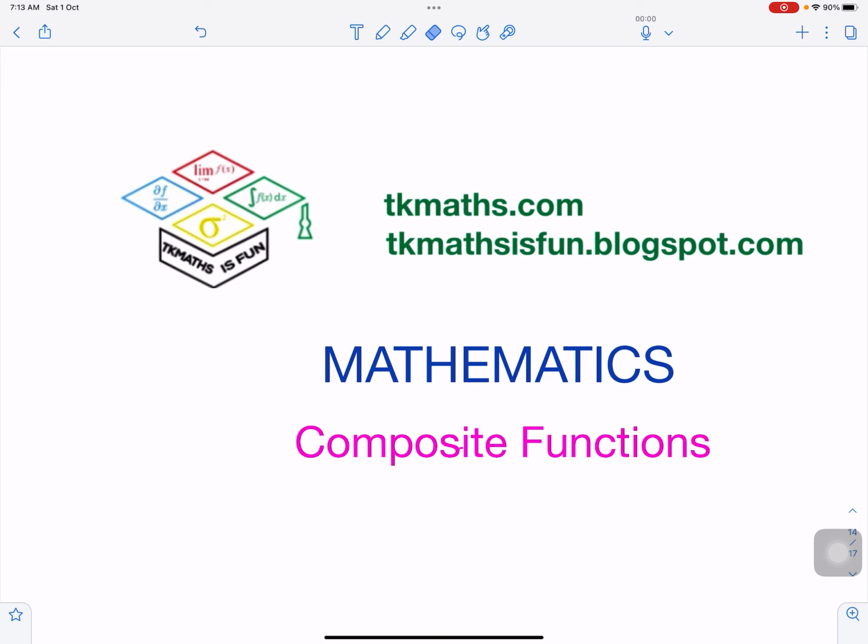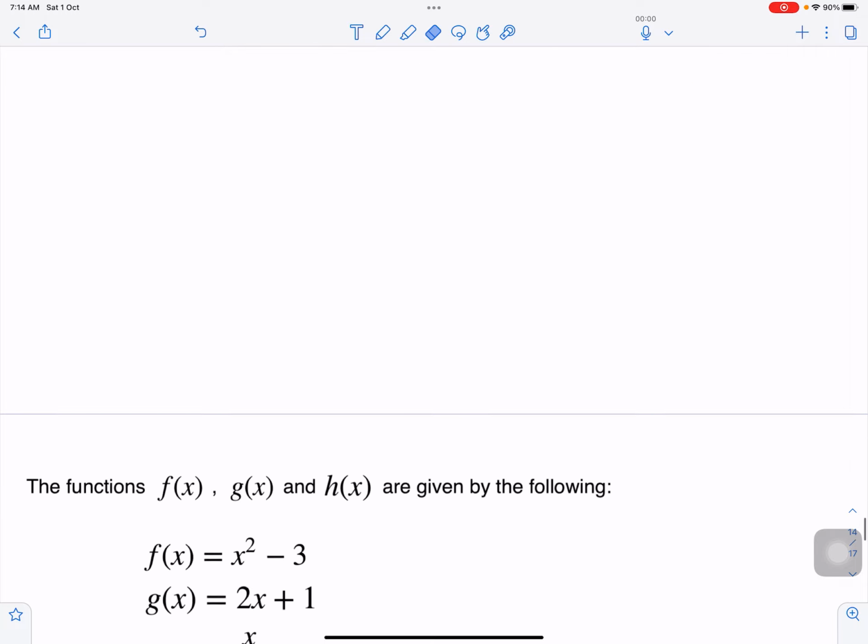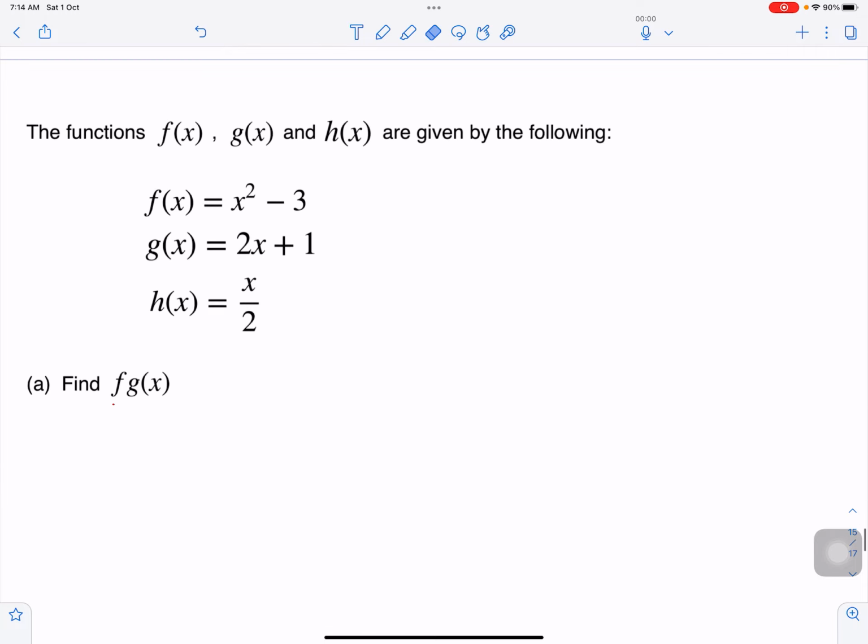In today's video, we will see the concept of composite function, which is a part of the syllabus of O-level mathematics. IGCSE and CIE both have the same concept, same topic, sorry. Okay, so let's see this question.